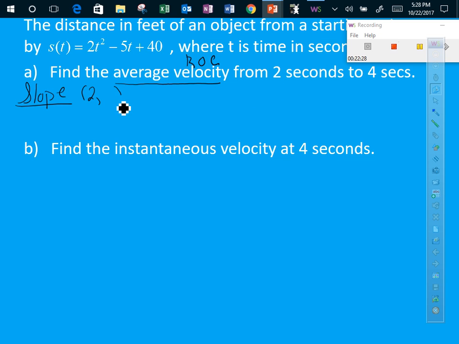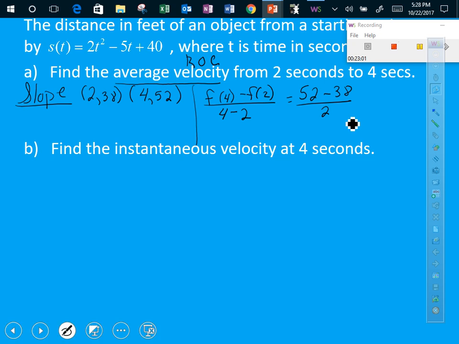You could go 2, plug in 2, add to 4. And if you plug in those, it looks like you'll get 52 for the 4 and 38 for the 2. Now, I won't write it that way. I'm going to write it this way. I'm going to say I'm going to have f of 4 minus f of 2 over 4 minus 2. Average velocity, plain old slope. Then I'm going to have 52 minus 38 over 2. So the average rate of change looks like going to be 7 feet per second.